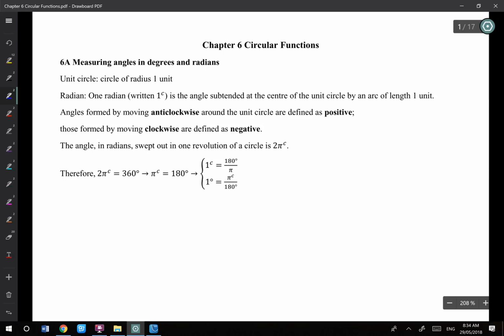So chapter 6, circular function. Well, this chapter is the last chapter for kind of half revision and a little bit new things. Well, maybe not half. Almost everything is revision. There's only a little bit which is extended a little bit more. So circular function is a very important topic, okay?